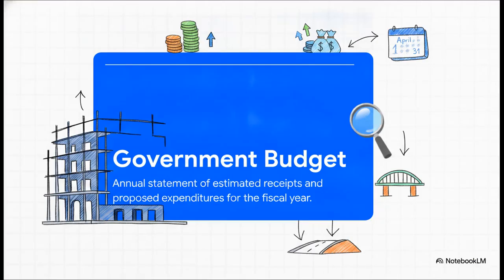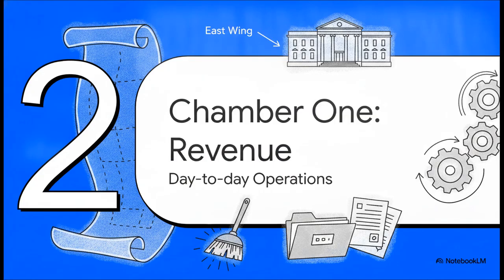At its very core, the government budget is just our overarching architectural plan. Think of it as a master document that plots out all estimated receipts, basically the expected income, and the proposed expenditures for the upcoming fiscal year, which always runs from April 1st to March 31st. It tells us exactly how much material we expect to bring in and exactly where we plan to build with it. Moving right along to Part 2, Chamber 1, Revenue.